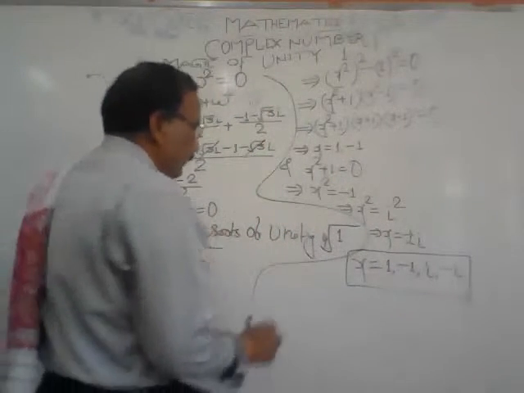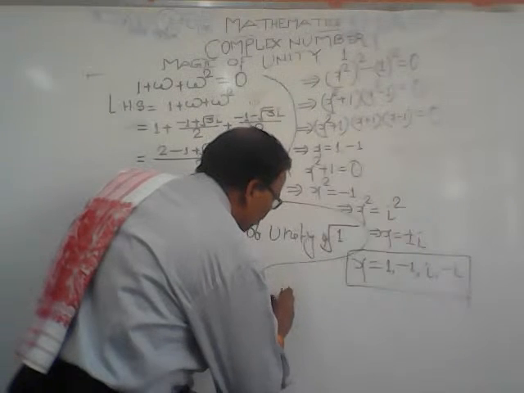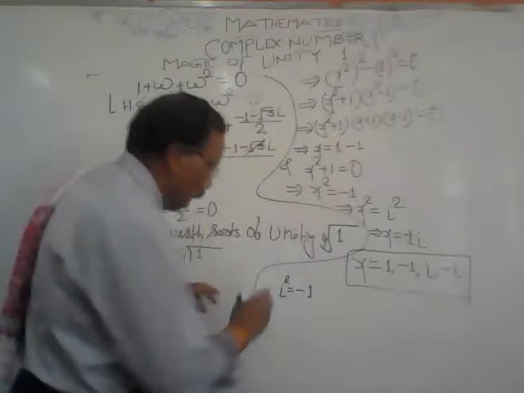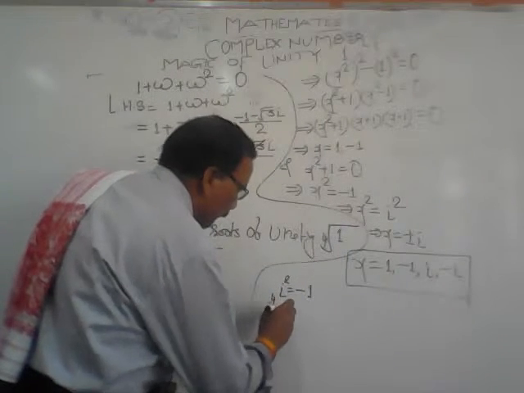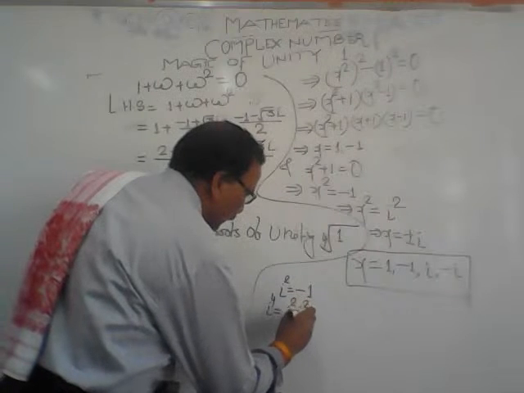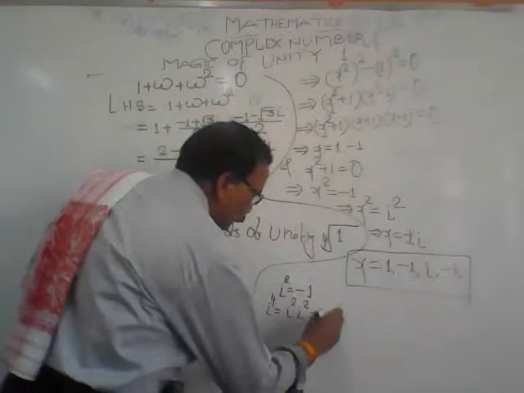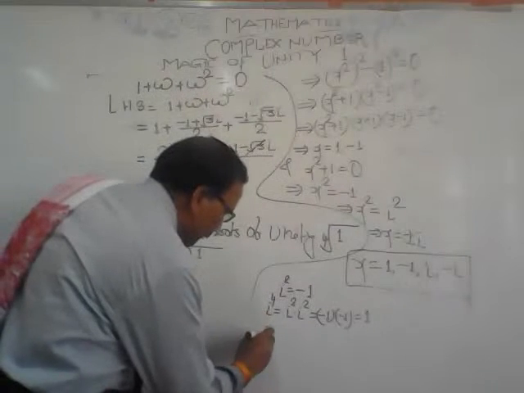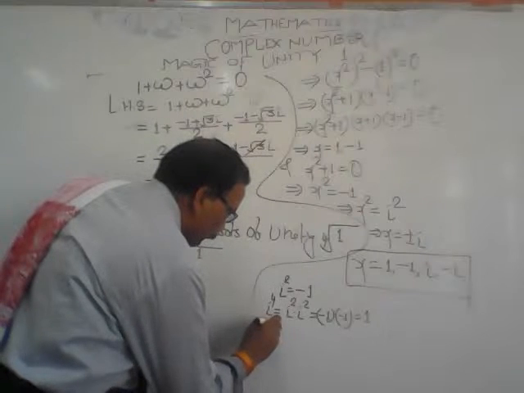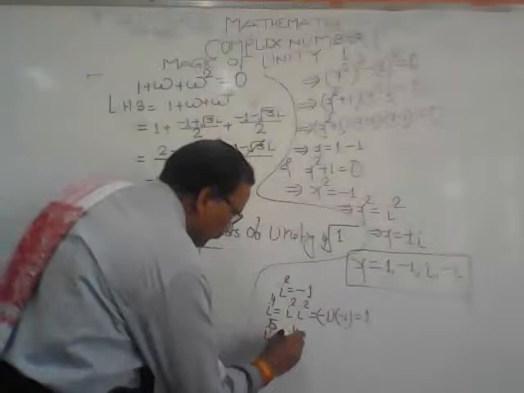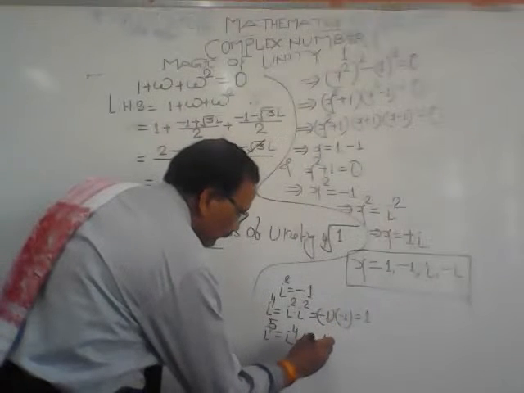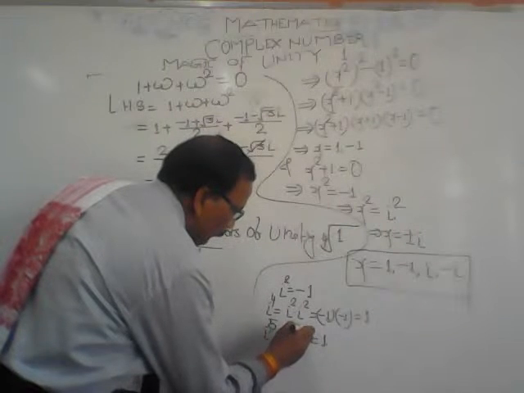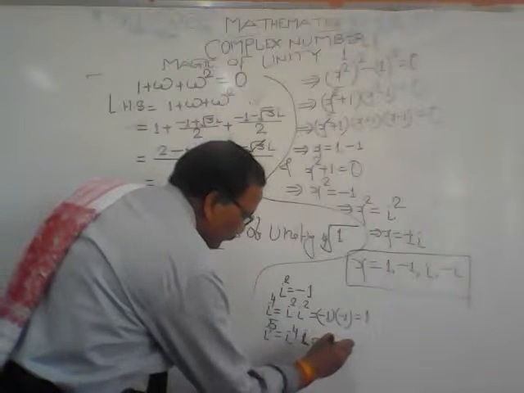It means i squared is equal to minus 1. i to the power 4 is equal to i square into i square, which is minus 1 into minus 1, which is equal to 1. Now i to the power 5 is equal to i to the power 4 into i, which is 1 into i, which is equal to i.